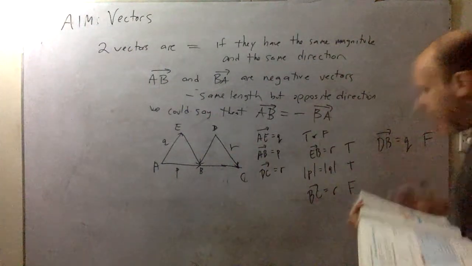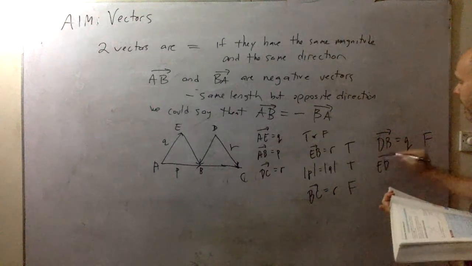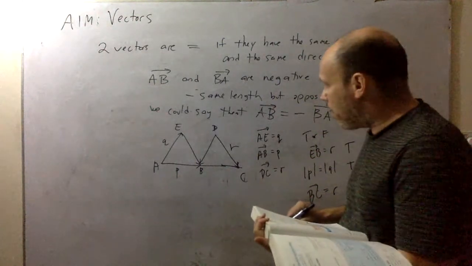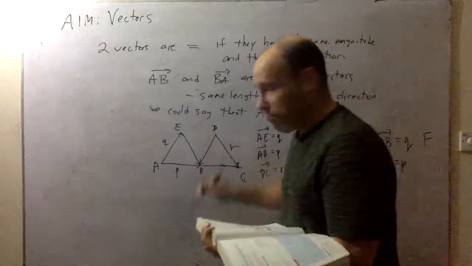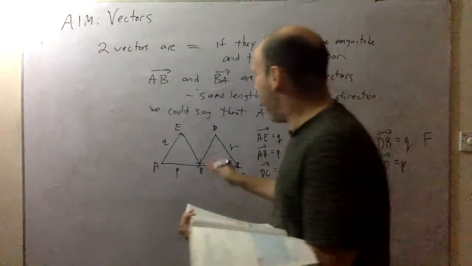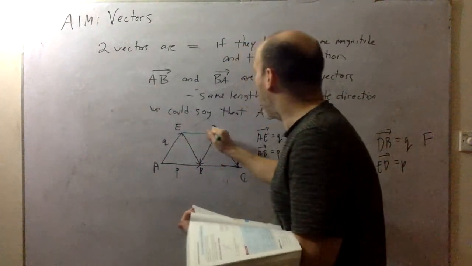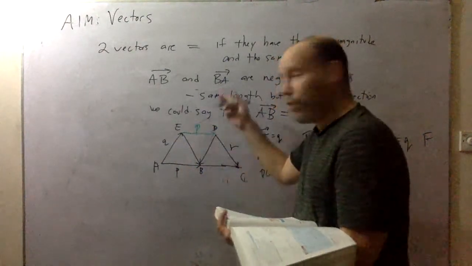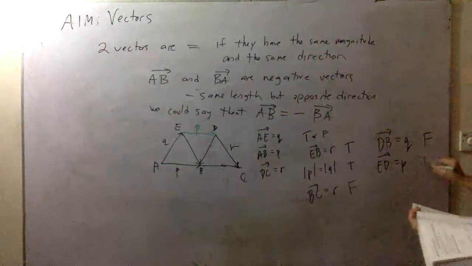What's next? ED equals P. Let's see. Yeah, that looks good to me. It's the same direction as AB. Nice, that looks good to me. True.